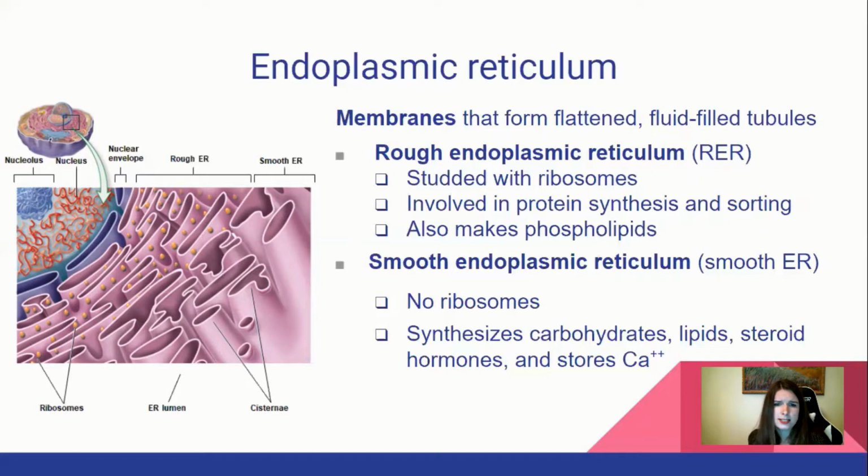Instead, we're going to see carbohydrates, other lipids, specifically like steroid hormones being made by the smooth endoplasmic reticulum. They're also important for storing some important ions that the cell needs for various processes like calcium. So the rough endoplasmic reticulum is making stuff like proteins, phospholipids. The smooth endoplasmic reticulum is making some carbs, making some steroids, and storing stuff.